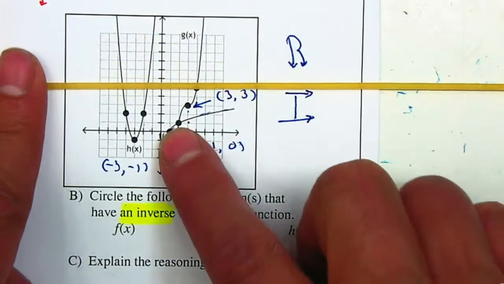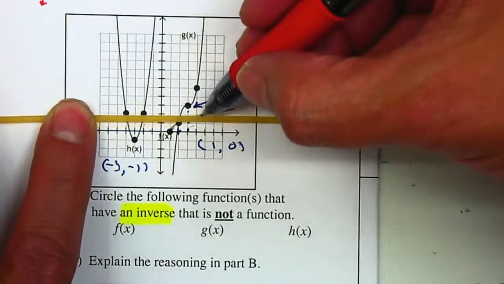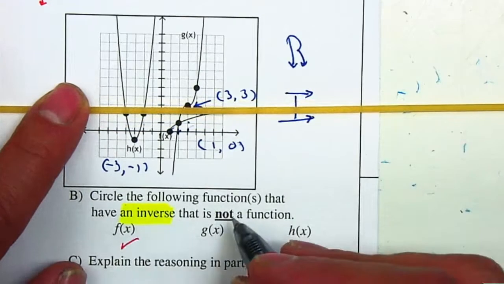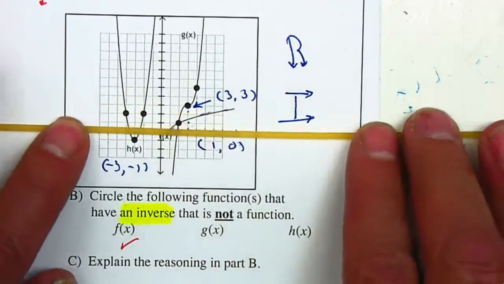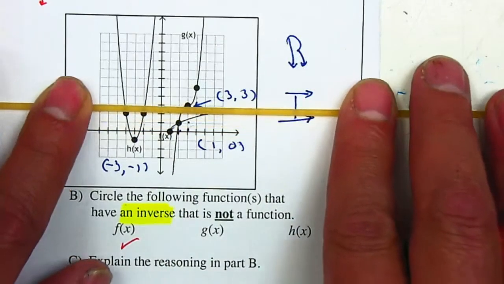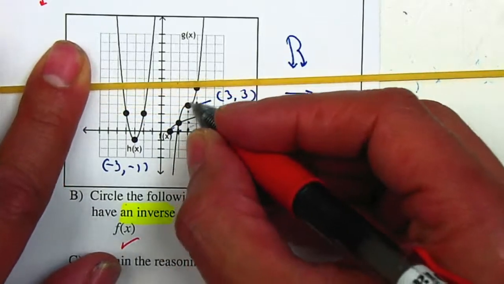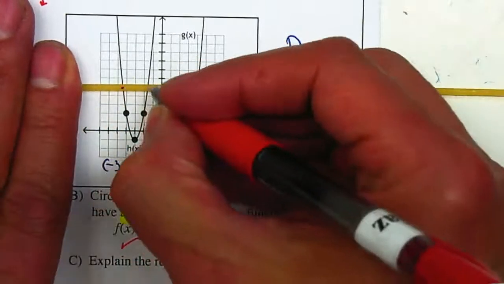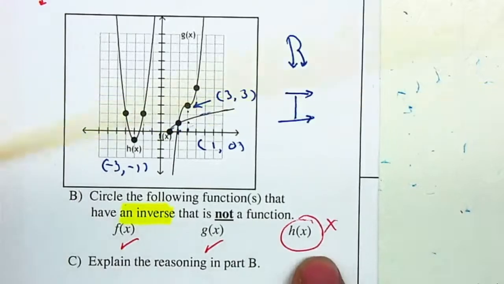So let's start with f of x. This one right here. How many times does it cross any time? It only crosses once. It crosses once here, once here, once here, once here. So f of x is fine. We're looking for one that's not. G of x. This is g of x. So does it cross more than once? Yeah, it crosses only once. Even here, it only crosses once. So is this a function? Yes. H of x is the only one that crosses twice at a given point. So that one is not, and that's the one that you need to circle.